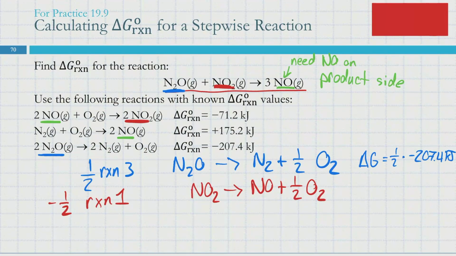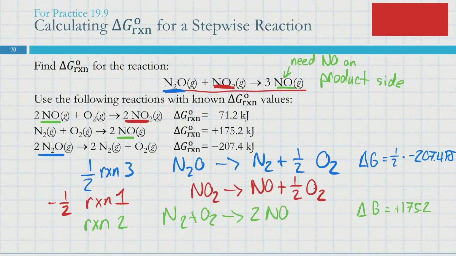So then our third bit here is just reaction 2. N2 plus O2 goes to 2 NO. And we copy paste our delta G. And just filling in this second line here.